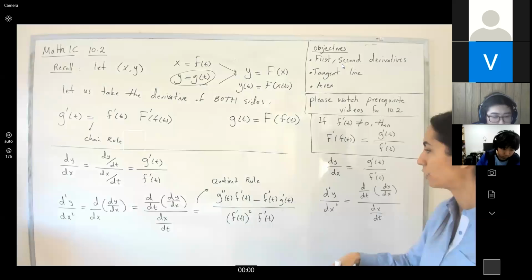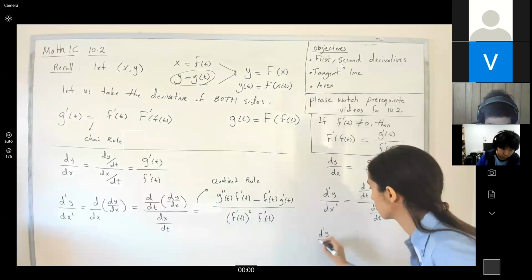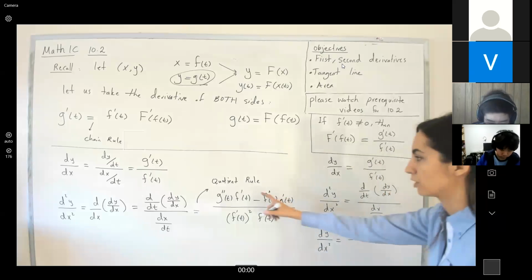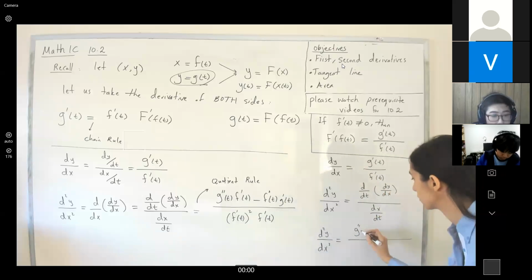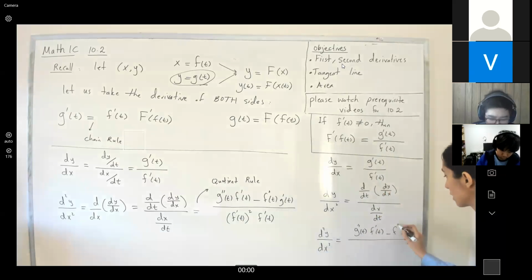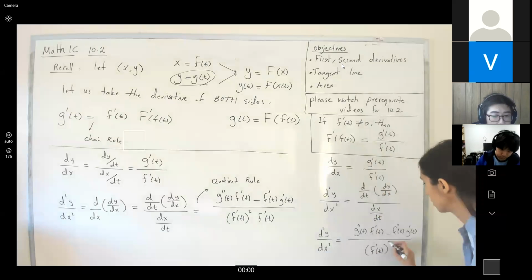So you can simplify this formula. You can write this as well: the second derivative of y with respect to x is equal to, on the numerator, the second derivative of g times the first derivative of f, minus the second derivative of f times the first derivative of g, divided by the first derivative of f to the third power.